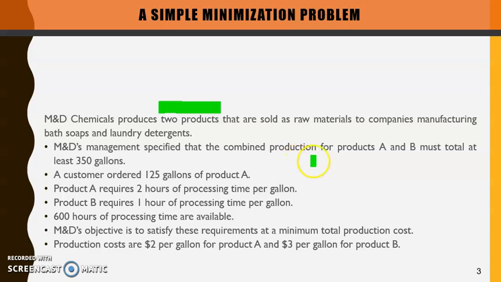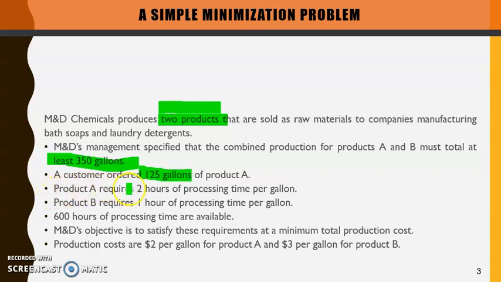M&D management specified that the combined production for product A and B must total at least 350 gallons. What is this? When I'm asking you what this is, I'm asking you to say if it is the objective function, or a constraint, or related to decision variables. Here, as I told you, when you see such a reference to the problem, most probably it is decision variables. Here it says that you need to produce at least 350 gallons. So it is a constraint because it says that you are not supposed to produce less than this amount. After that, it says a customer ordered 125 gallons of product A. Again, it's a constraint. Why? Because already having a customer who ordered 125 gallons of product A, you need to produce at least 125 gallons. So again, it is a constraint.